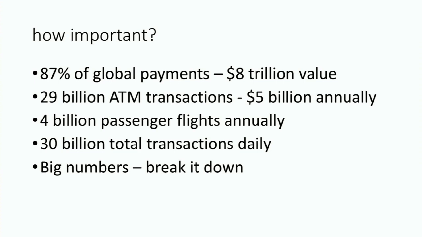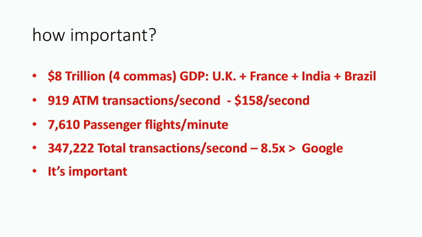These numbers are over a year old. They've gone up since then, but I didn't feel like updating them. But effectively, from a global payments perspective, mainframes globally process about $8 trillion, 29 billion ATM transactions, and 4 billion passenger flights. These numbers don't mean much to me, so I like to break them down into something a little bit smaller. $8 trillion is the GDP of the UK, France, India, and Brazil combined, or 8 apples.